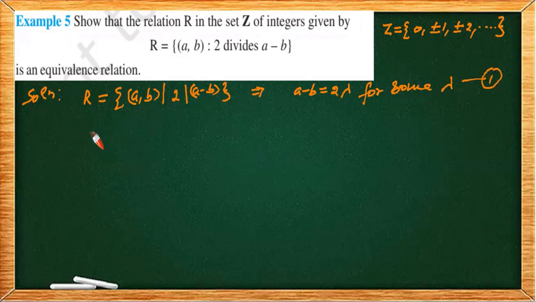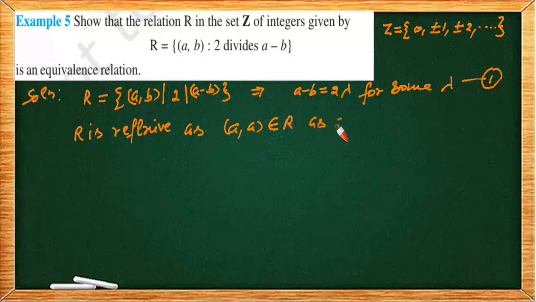Now we see R is reflexive. It is a reflexive relation, as for any general a, the ordered pair (a, a) belongs to this relation R, as a − a is 0 and 0 can be written as 2 into 0, which is a multiple of 2.